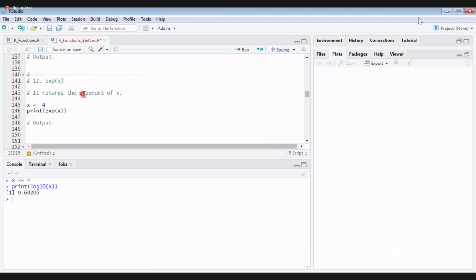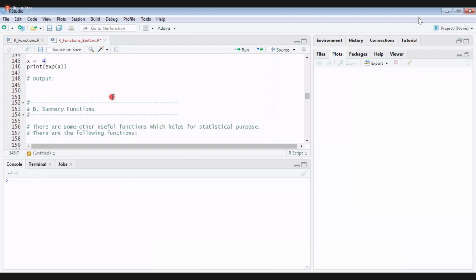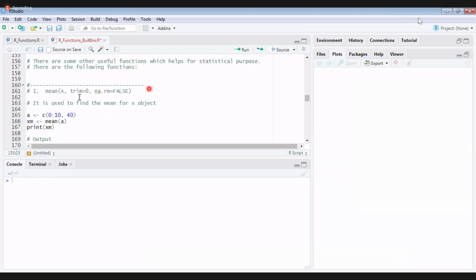Even exponential, e power 4. These are the mathematical functions. And our next topic is summary functions, which are used for statistical purposes. In that, first and foremost is mean.